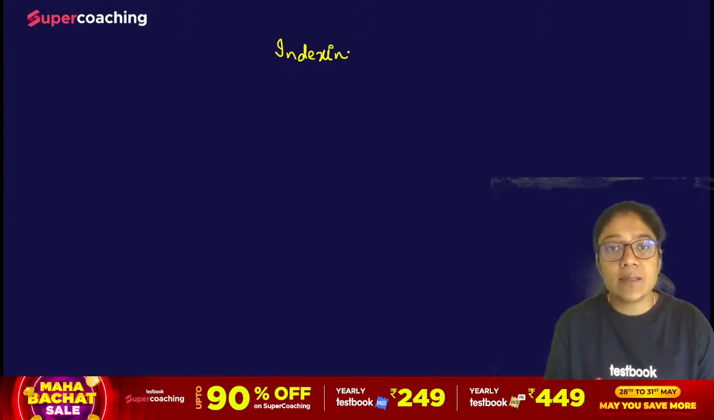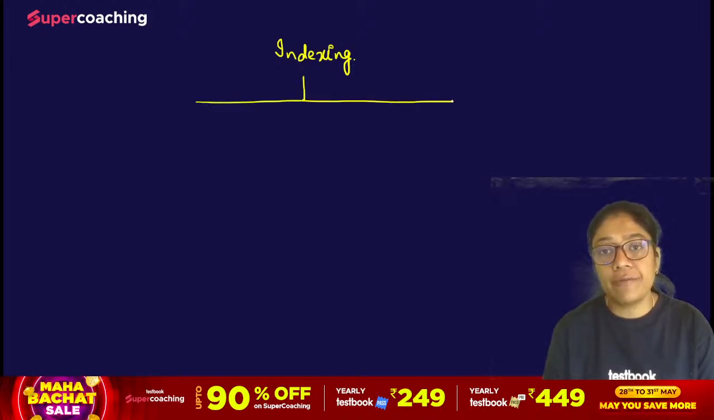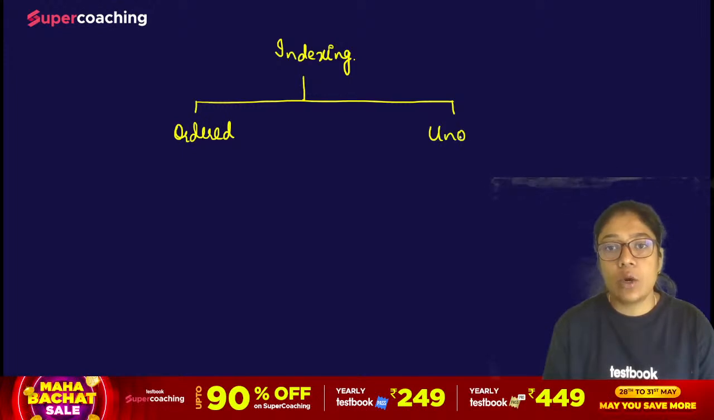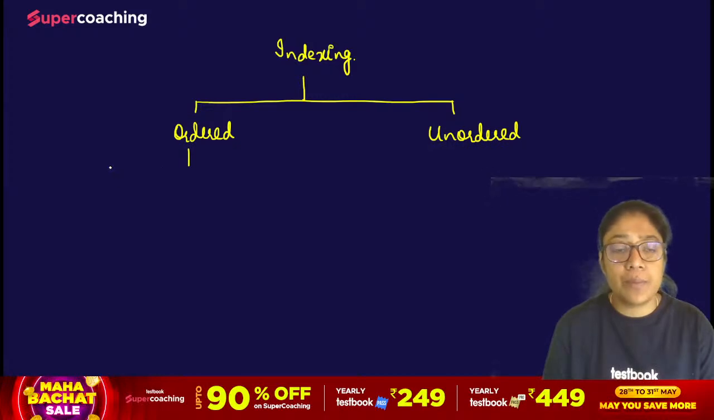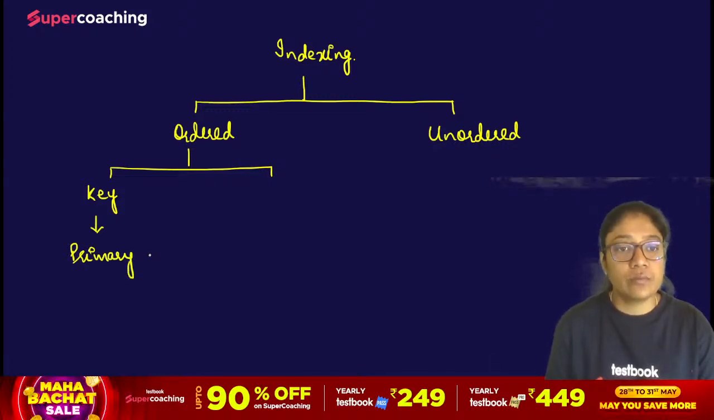तो जब भी हम index बनाते हैं, there are two parameters which we are considering, whether the file is ordered or the file is unordered. If the file is ordered and unordered, these are the two options. And after that, if the file is ordered and its index is built on the basis of the key field, जो search key है, that is key, then we will be constructing the primary index.